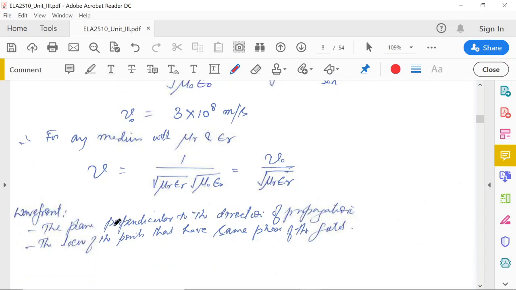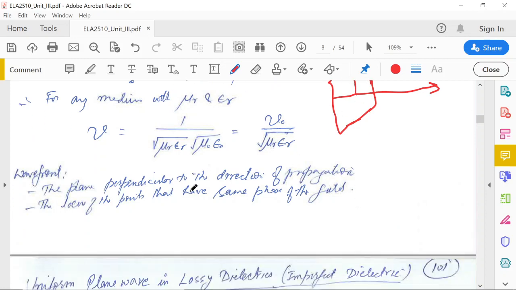Now here, what is a wavefront? Wavefront is the plane perpendicular to the direction of propagation. So if you have a wave propagating in this direction, and the electric field is perpendicular to this one, the plane which is perpendicular to this direction and in which the electric field lies is called the wavefront. So it will look like that. The wavefront is moving in this direction. It is the locus of the points that have the same phase of the field. Okay, so this is a wavefront.